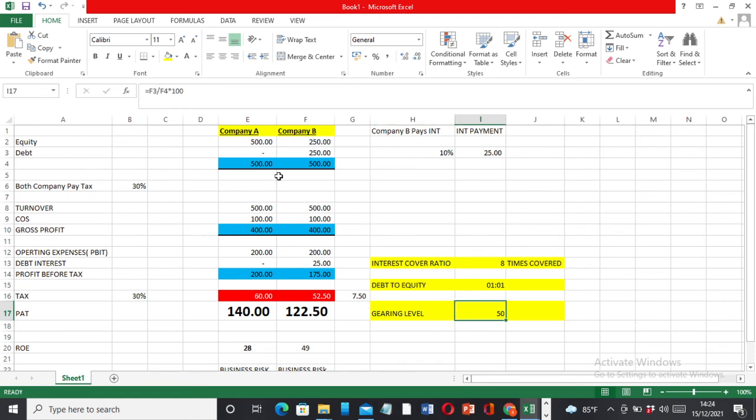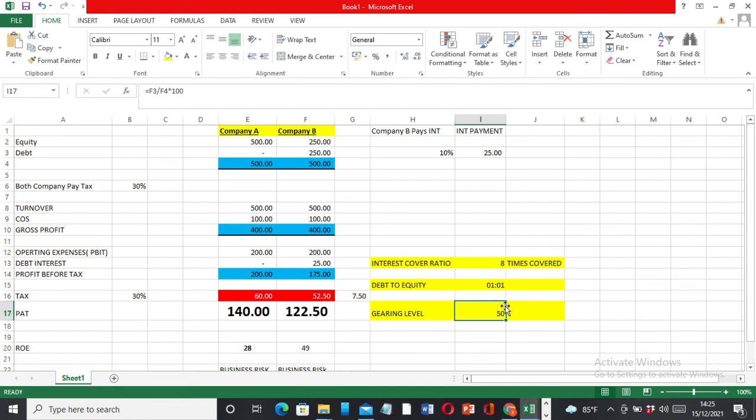This is the gearing level. So you can easily see 500 is the total capital. Out of that, 50% is 250. So 50% of the company is running on debt financing. It's from borrowed money, from external financing, right? So this is the whole scenario, guys.